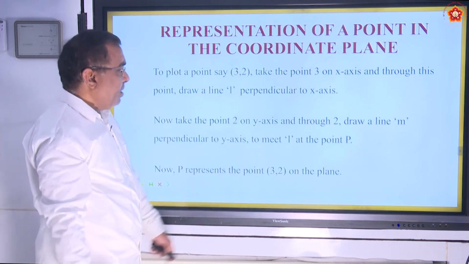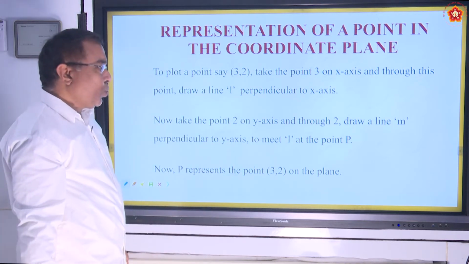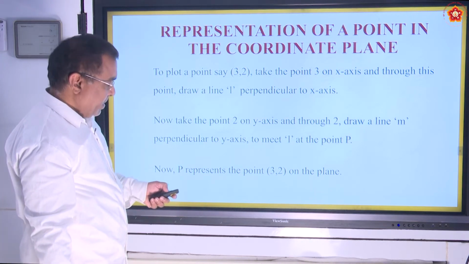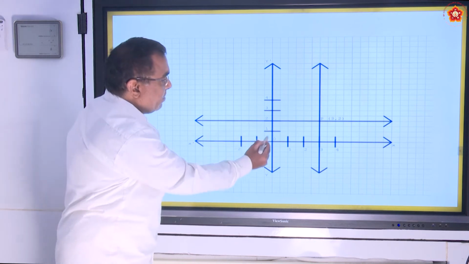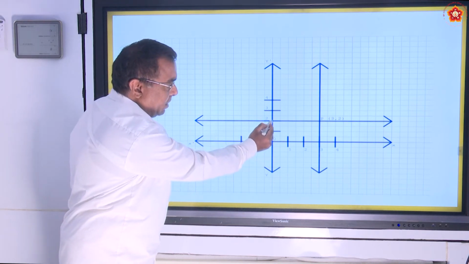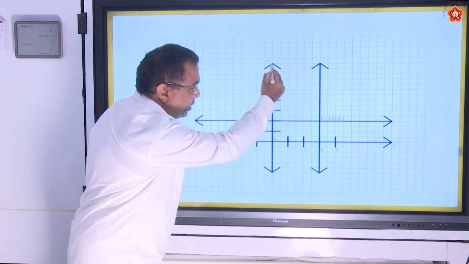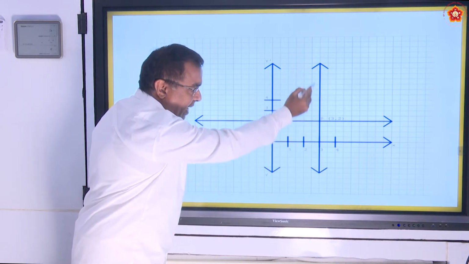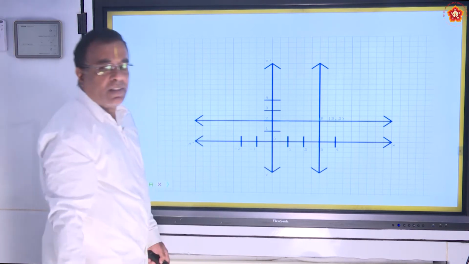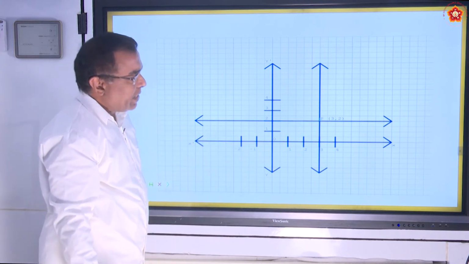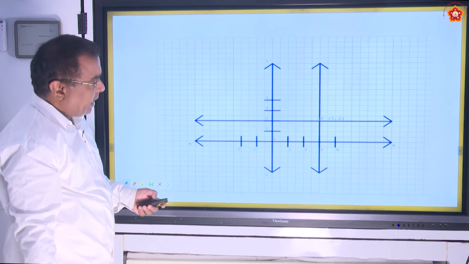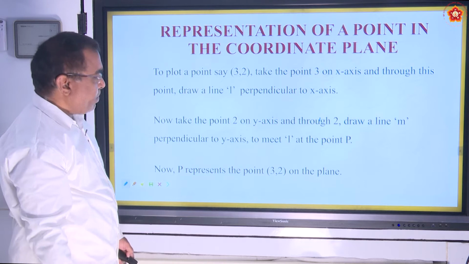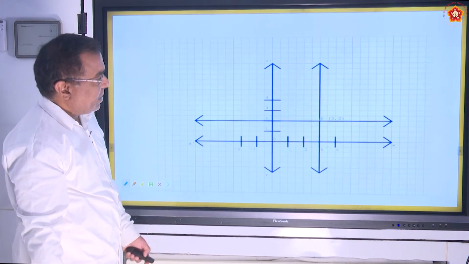It has to be taken on the y-axis, and through 2, draw a line M perpendicular to the y-axis. That's what we are doing. We are taking point 2 here and drawing a line perpendicular to the y-axis so that it cuts the previous line at some point, say P. This point P is known as (3, 2). So now this point represents (3, 2) on the plane.